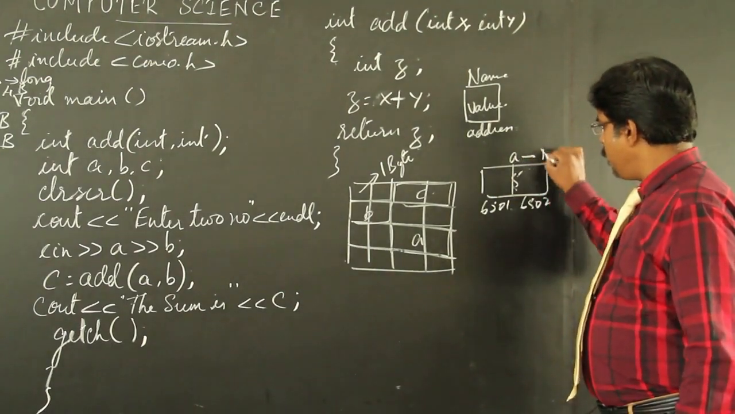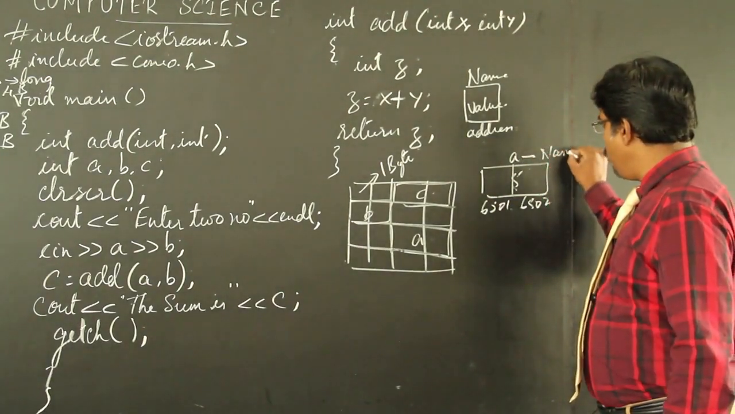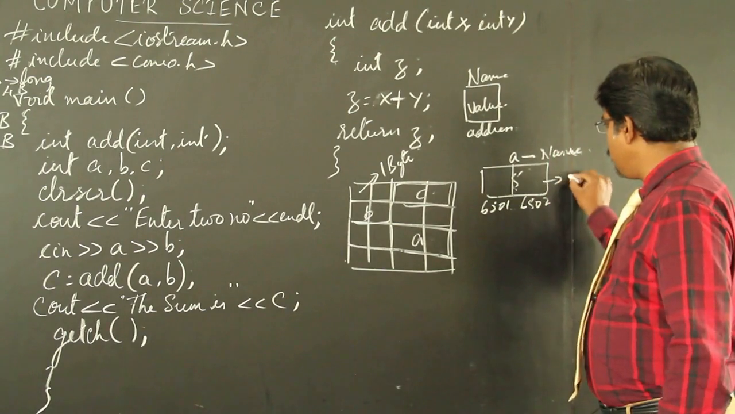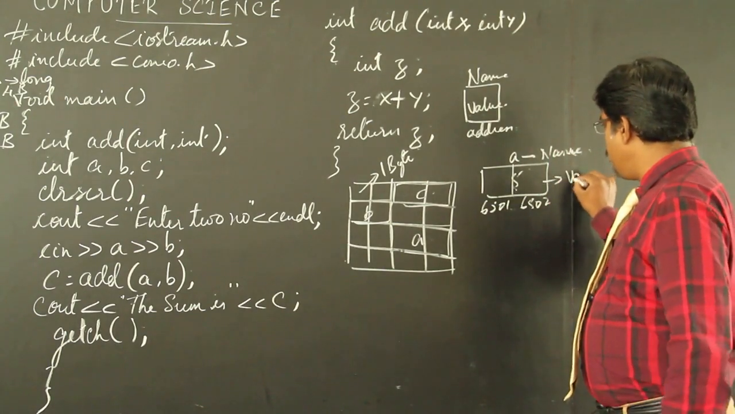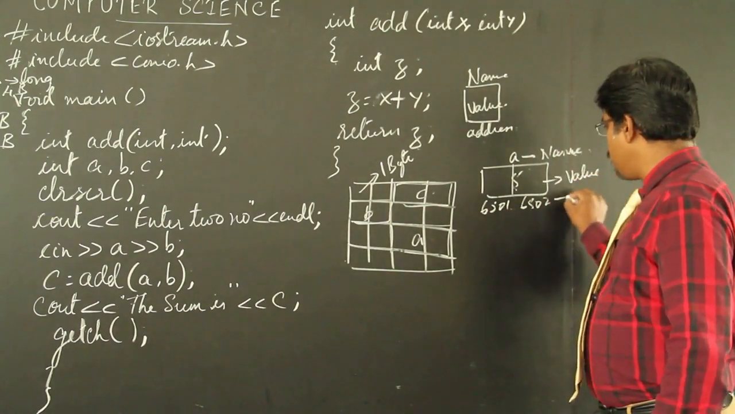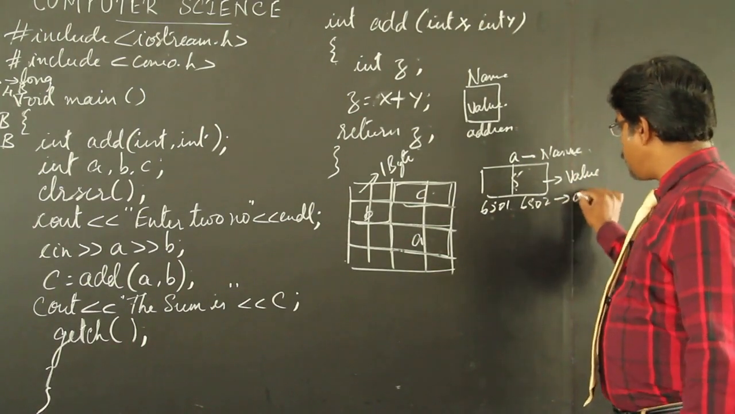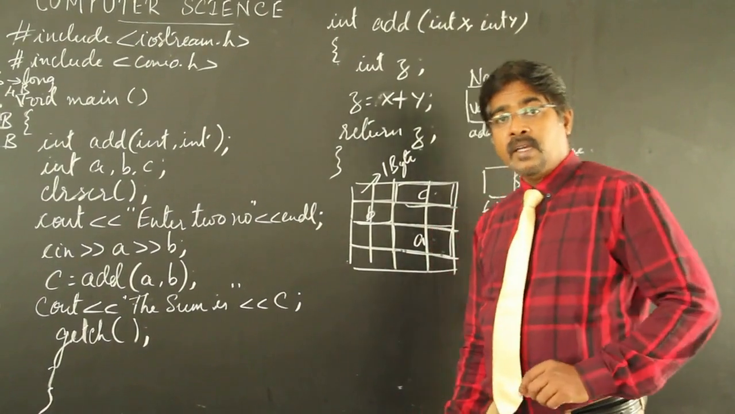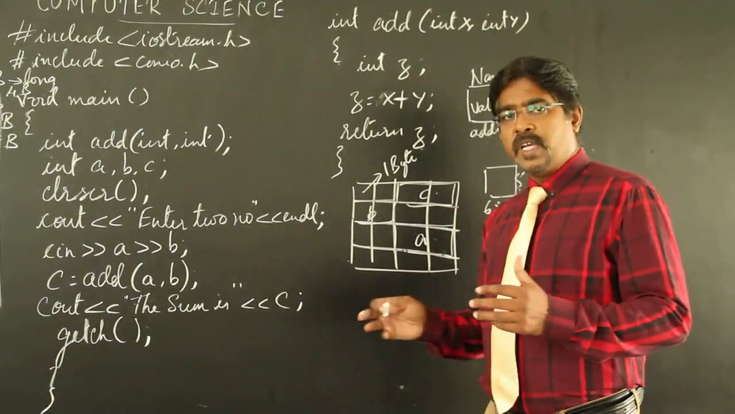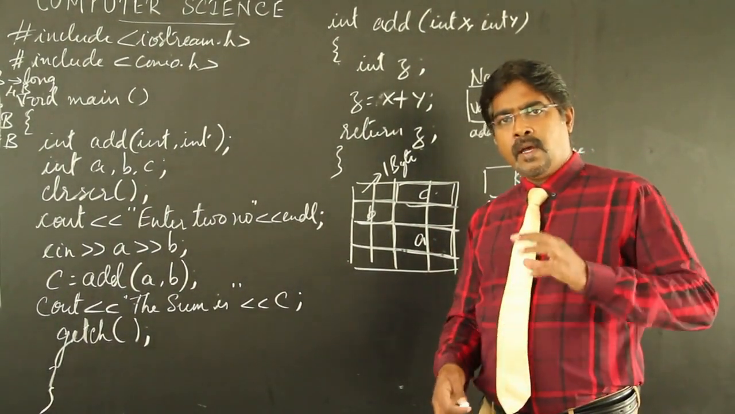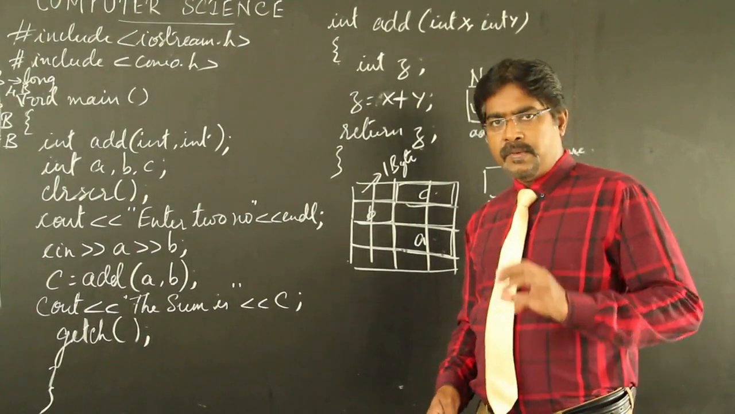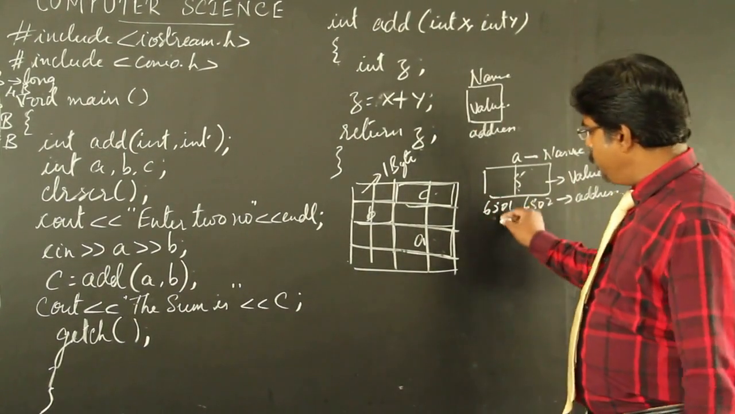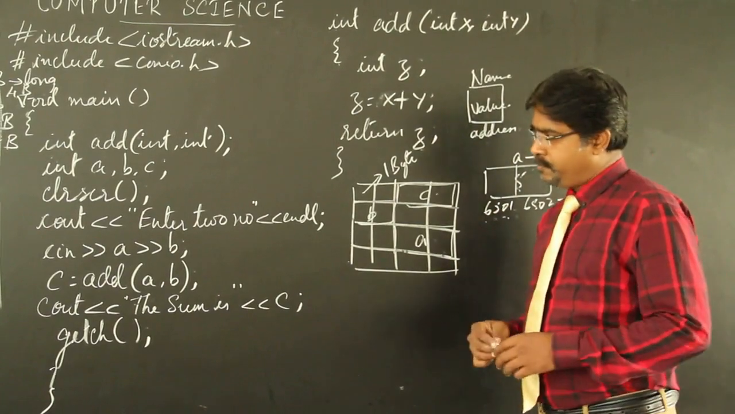Name A, and the value we have is 5, and the address is 6501 and 6502. Always the first address will be considered. The second address will not be considered. When we work at the memory level, we will be using the first address only.